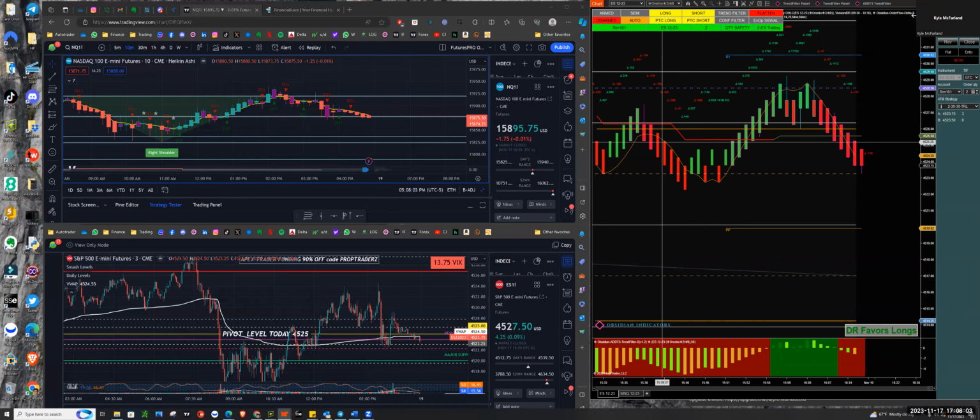Now, a case where that can happen: the flatten function cancels all orders on the NinjaTrader side, but if there are pending orders left on the broker server side, they can still fill. So be aware of that.